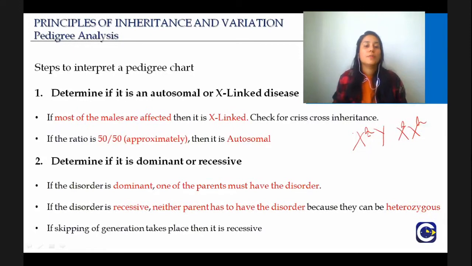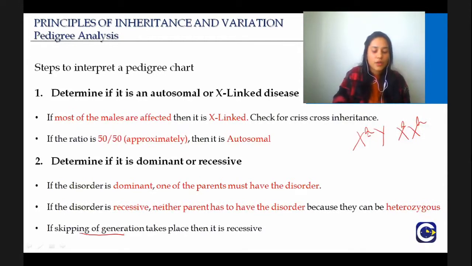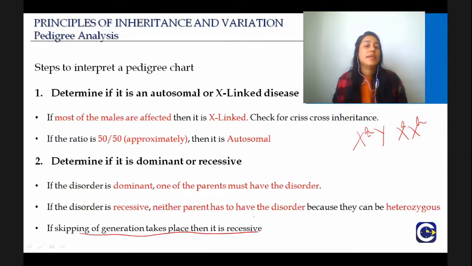If the disorder is dominant, one of the parents must have the disorder. If the disorder is recessive, neither parent has to have the disorder because they can be heterozygous. And in case of recessive, heterozygous is normal. And then this is important. If skipping of generation takes place, then it is recessive. This is one thing that will really help you to solve these pedigree analysis. If you just see, okay, this is diseased. Now in the next generation, there is no diseased child. In the third generation, again diseased. Then it is recessive. That doesn't happen in case of dominant.